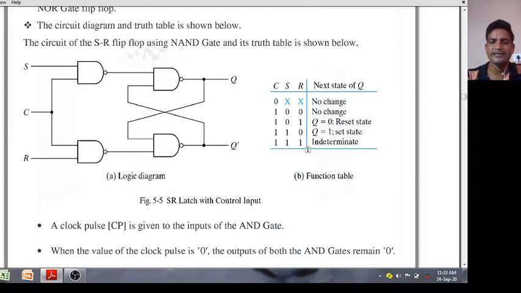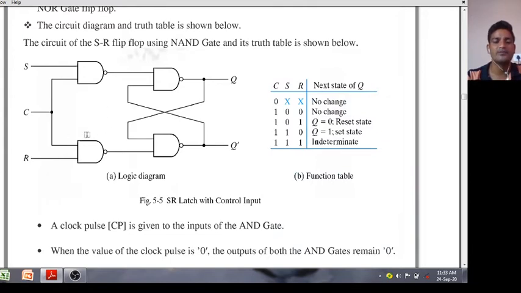Today I will discuss different types of flip-flops and their characteristics table and characteristics equation. In last class I discussed about SR flip-flop and D flip-flop.